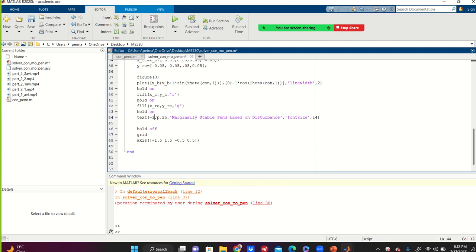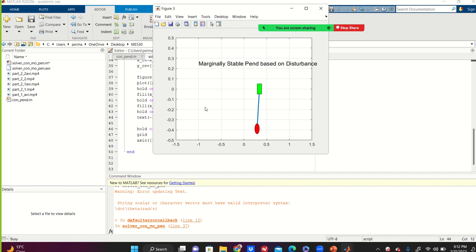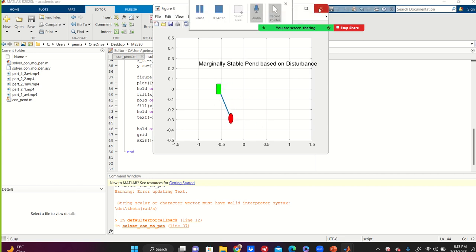Minus 1. There we go. Okay. Understand? So this is how we came up with a logical path. That's it.